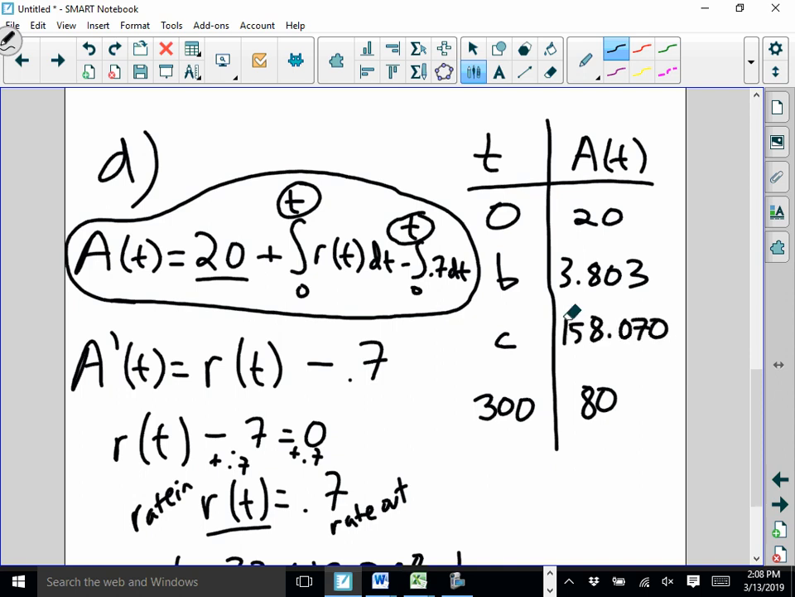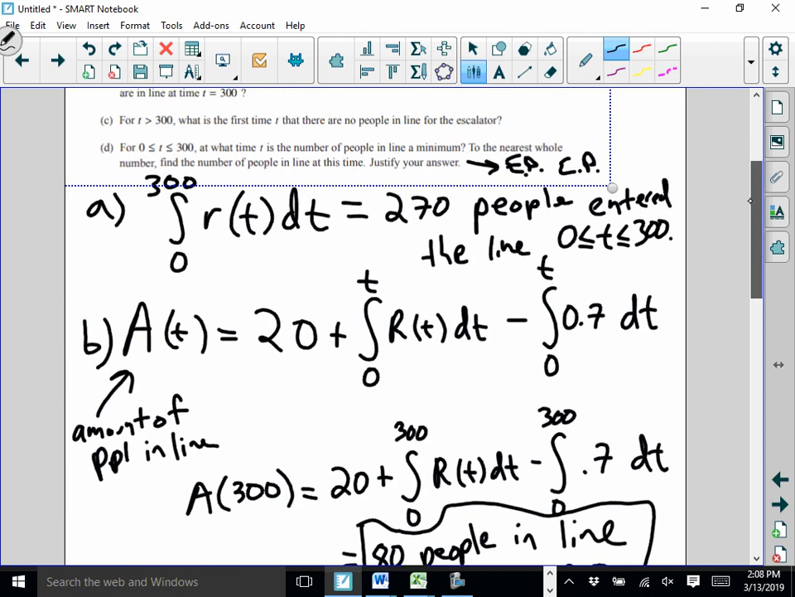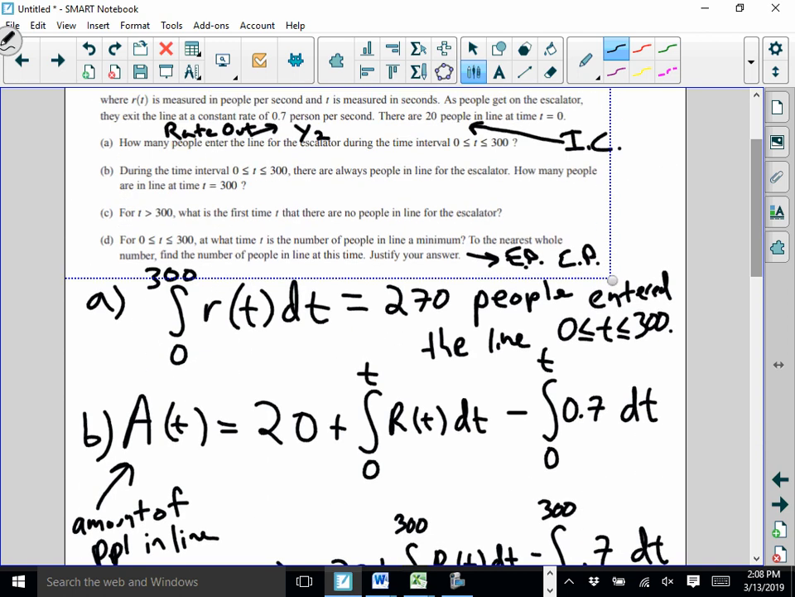I've done all the work. Now I just have to formulate my answer along with my justification. By the way, your justification is what you're testing, right? We tested all the endpoints and the critical points. We see that this point right here is our absolute min. Okay? But what did they want? Did they want the time or the amount? Well, when we go back and look, it says at what time t is the number of people in the line at a minimum. So we want the time.